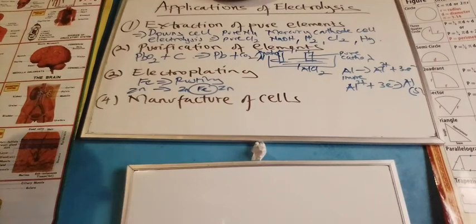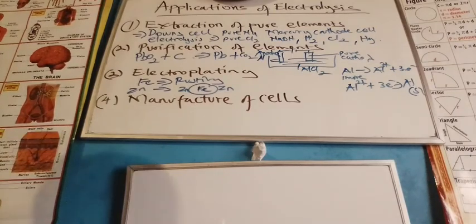So that is similar to what we call the cathodic sacrifice of a species in order to protect the central element. So the number 4 application, after extraction of pure elements, purification of elements, and electroplating, which prevents rusting and corrosion, is the manufacture of cells.